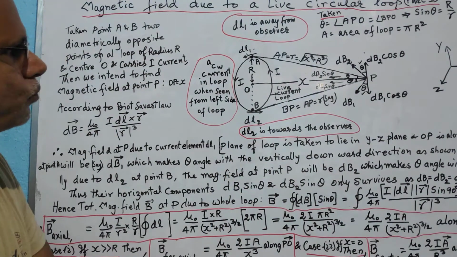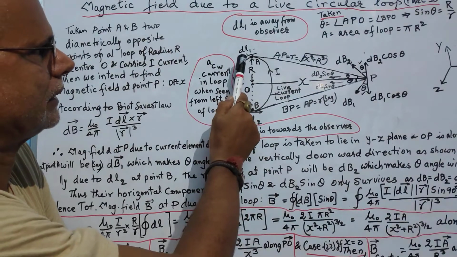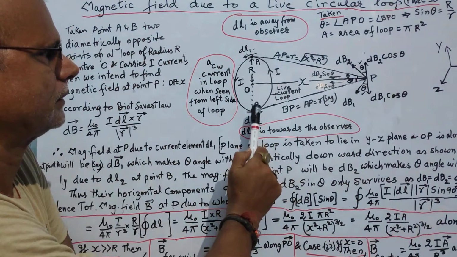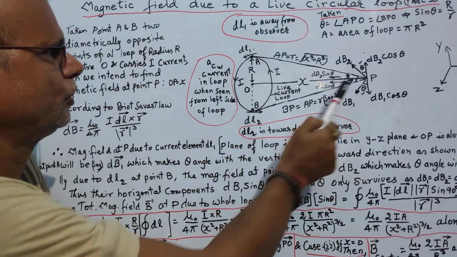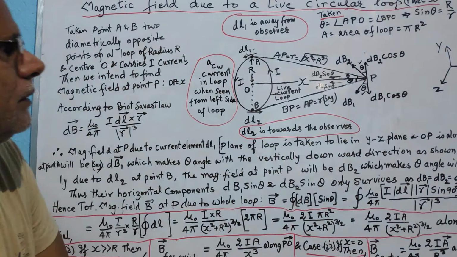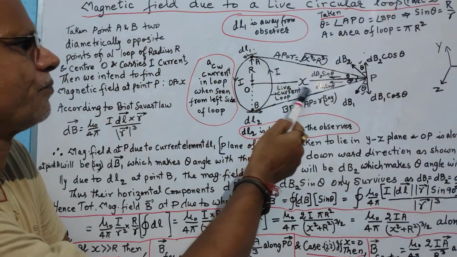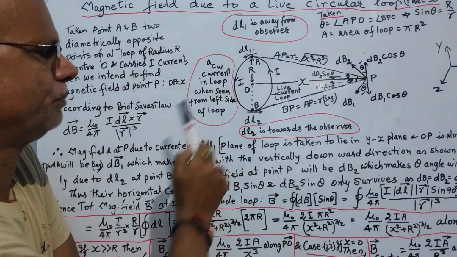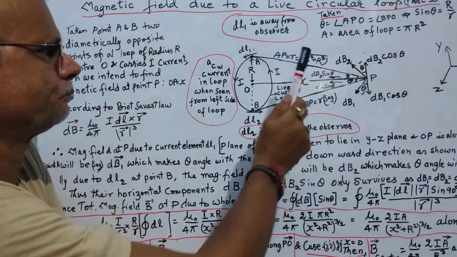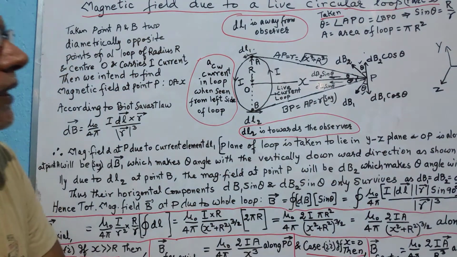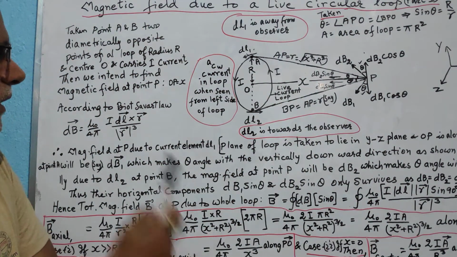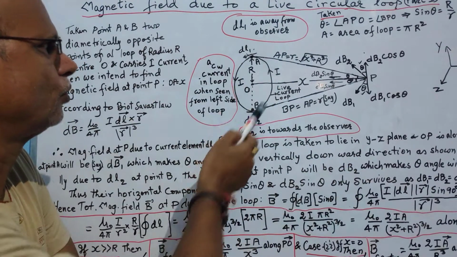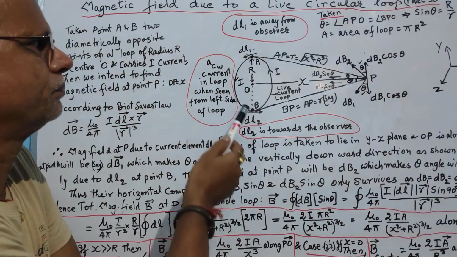And we also take that angle APO is theta, and similarly angle BPO is also theta, because you see x is the bisector of this total angle APB. And now we are in a position to start finding the magnetic field at point P due to the whole current loop, circular loop.